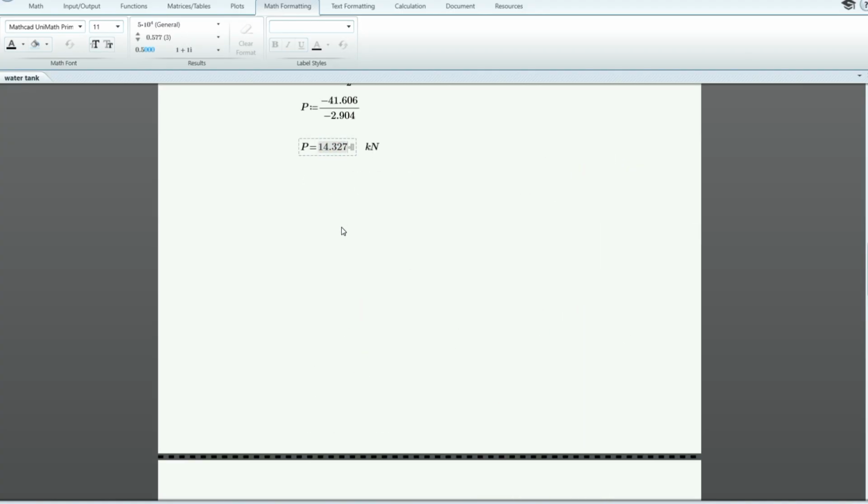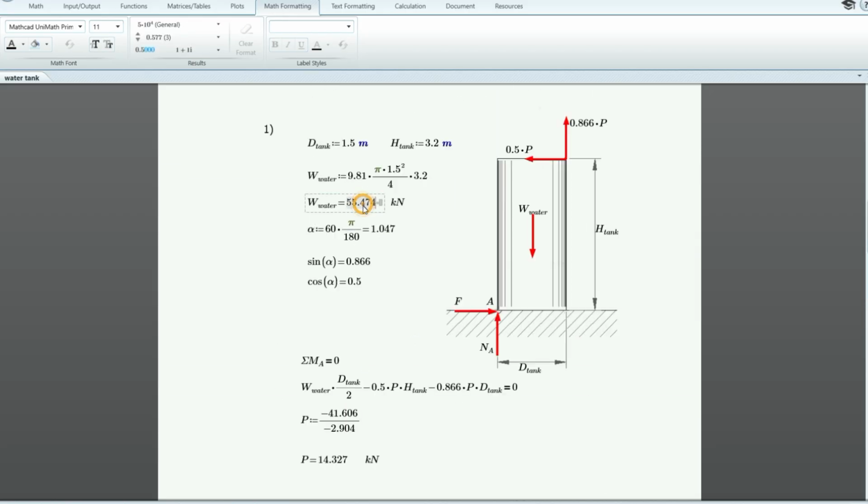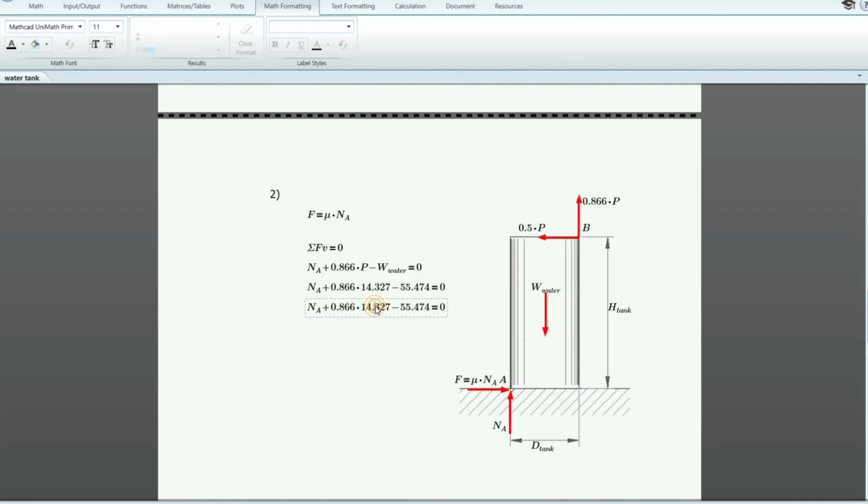P is 14.327. Let's substitute that here. And the weight of water is 55.474. So how much is this? Equals negative 43.067. So our N sub A is 43.067 kilonewtons.